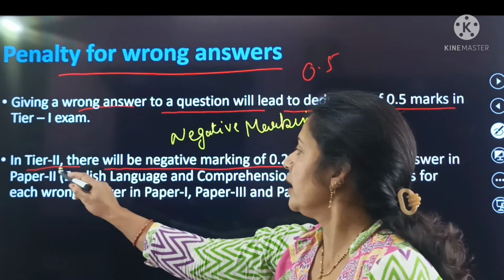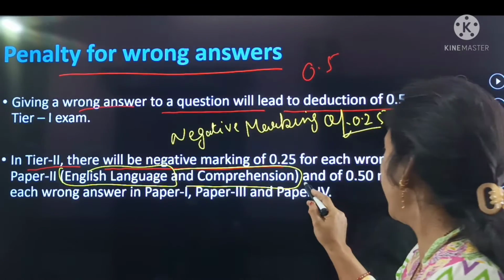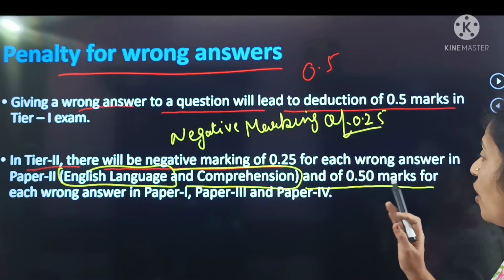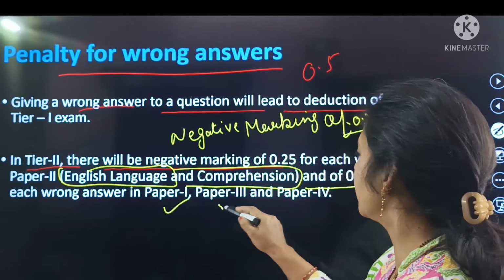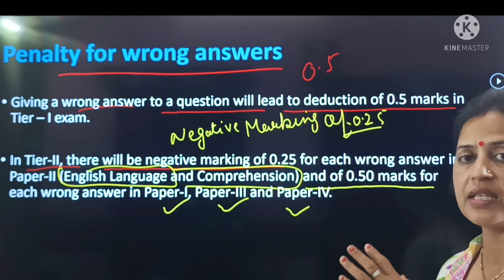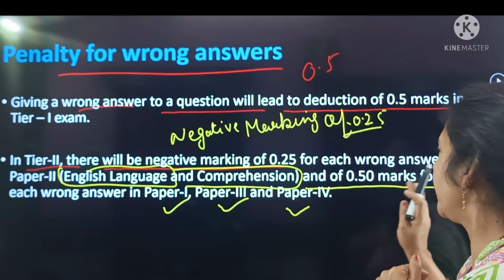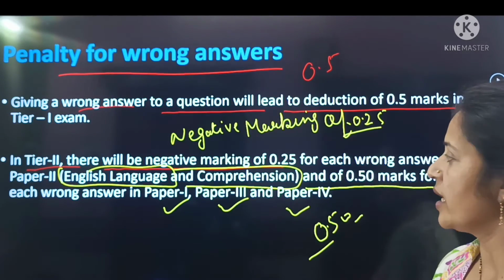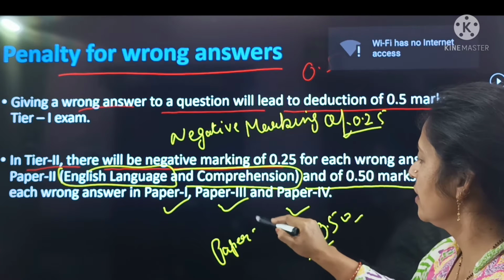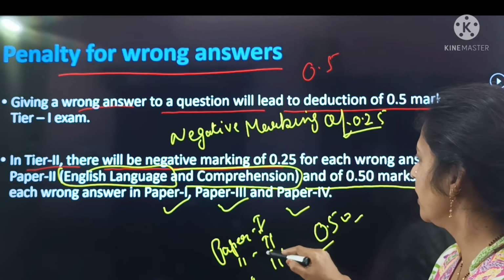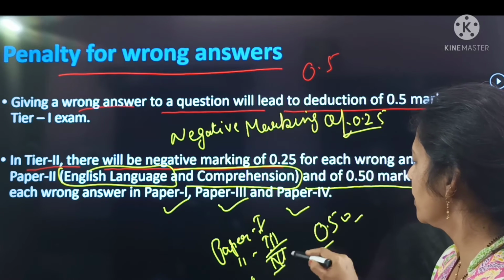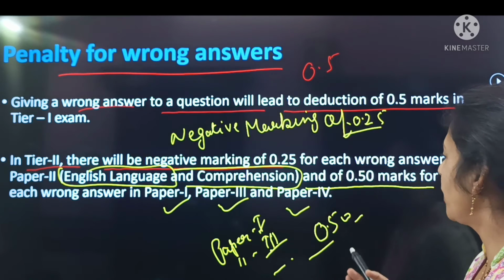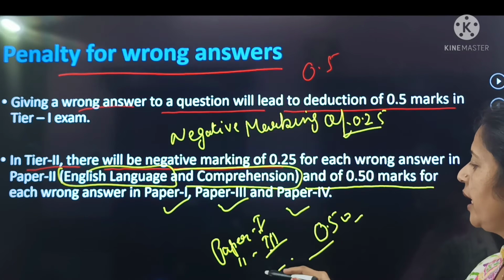तो जो आपकी English language and comprehension है, तो टायर 2 के एग्जाम में आपकी नेगेटिव मार्किंग रहेगी 0.5, sorry not 0.5 but 0.25 marks की for each wrong answer in paper 2, that is the English language and comprehension, and 0.50 marks for each wrong answer in paper 1, paper 3 and paper 4.